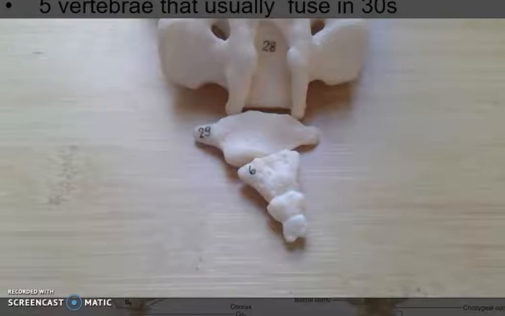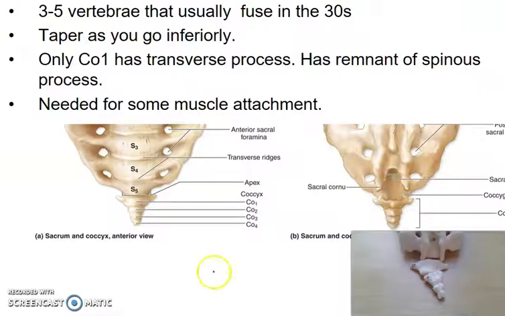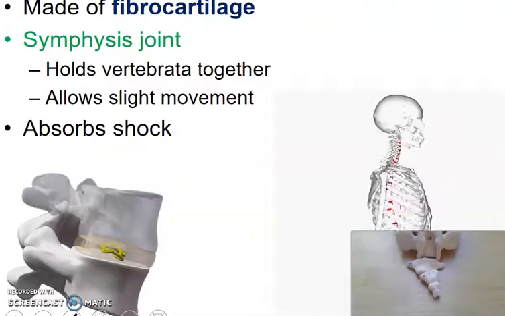Some muscles attach to it. They've actually removed the coccyx, and people actually have trouble with those muscles in the pelvis. So yeah, even though people say it's vestigial, we actually need our tailbone. So your coccyx is 3 to 5 vertebrae that fuse in your 30s. And they get smaller and smaller. Only CO1 has its transverse process.